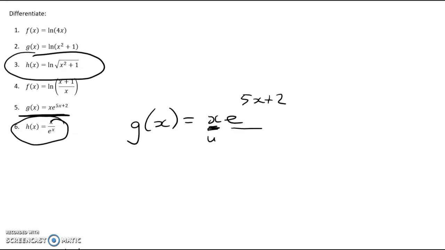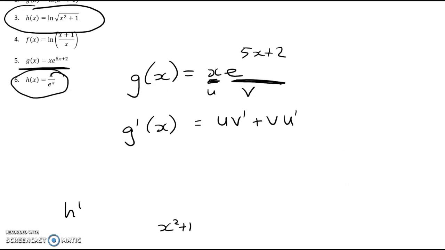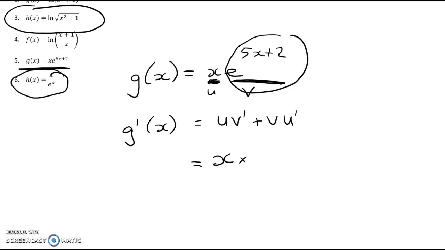So this is u and this is v. So by the product rule, g dash of x is going to be equal to u times v dash plus v times u dash. And if you want to write those derivatives out slowly, that's totally fine. For this one though, I probably wouldn't bother because the functions are pretty simple. So g dash of x is equal to the first thing, so x times the derivative of this, so times 5e to the 5x plus 2, plus the other way around. The derivative of this, 1 times this function.